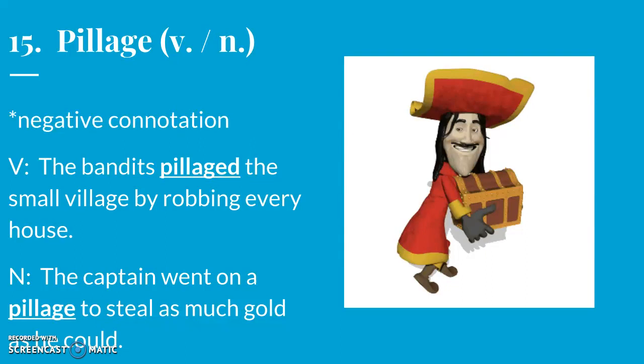For the verb, you would use it like this: the bandits pillaged the small village by robbing every house. For the noun version, you could say the captain went on a pillage to steal as much gold as he could. So for the first one, we have the action pillaging, and for the second one, we have the act pillage.